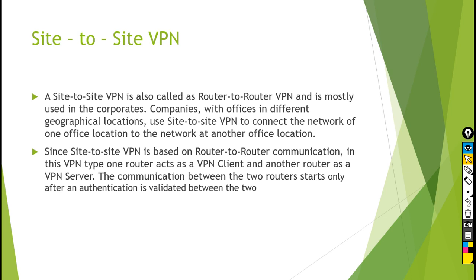A site-to-site VPN is also called a router-to-router VPN and is mostly used in corporates. If a company has many branch offices, they connect those branch offices through the site-to-site VPN. Site-to-site VPN is based on router-to-router communication, and in this VPN, one router may act like a client, one router may act like a server, and to make this communication, they do the authentication process. They validate the authentication, and after that the connection is established.